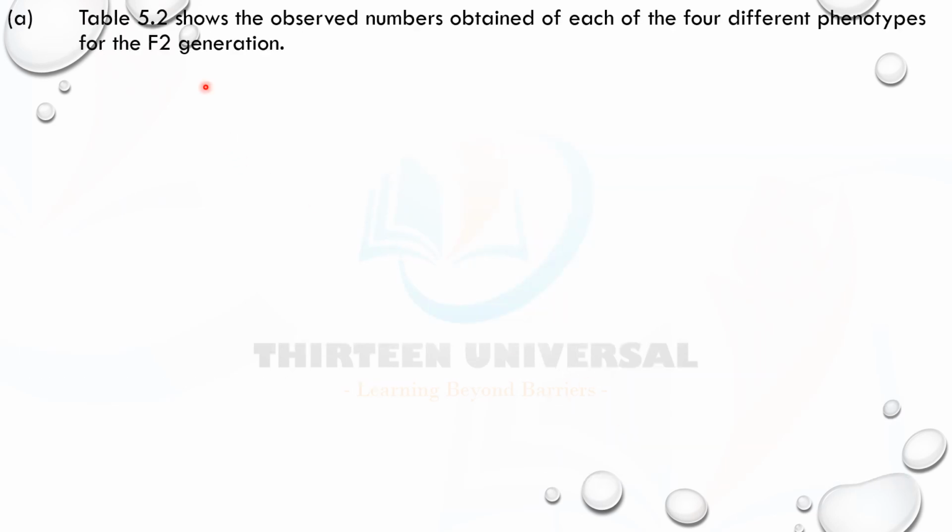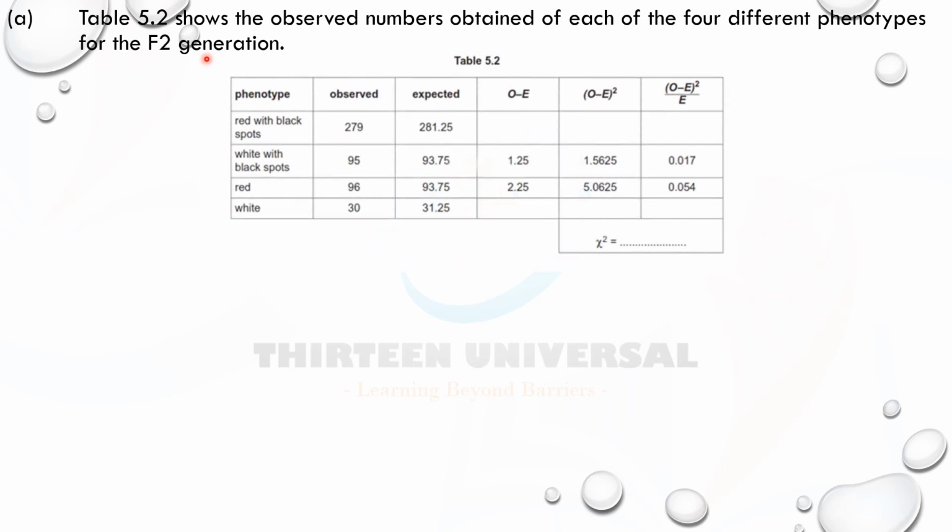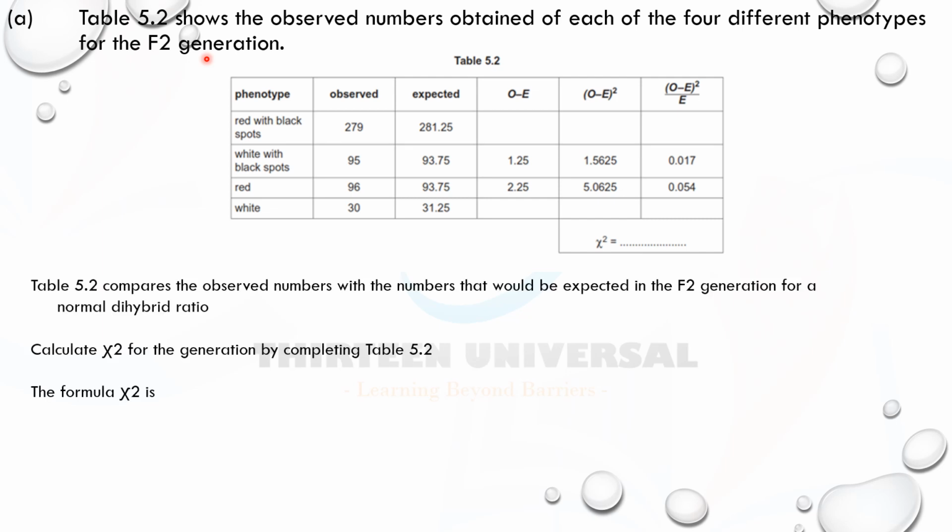Table 5.2 shows the observed numbers obtained of each of the four different phenotypes for the F2 generation. So look at the F2 generation, guys. Table 5.2 compares the observed numbers with the numbers that would be expected in F2 generations for a normal dihybrid ratio. Calculate chi-square for the generation by completing table 5.2.